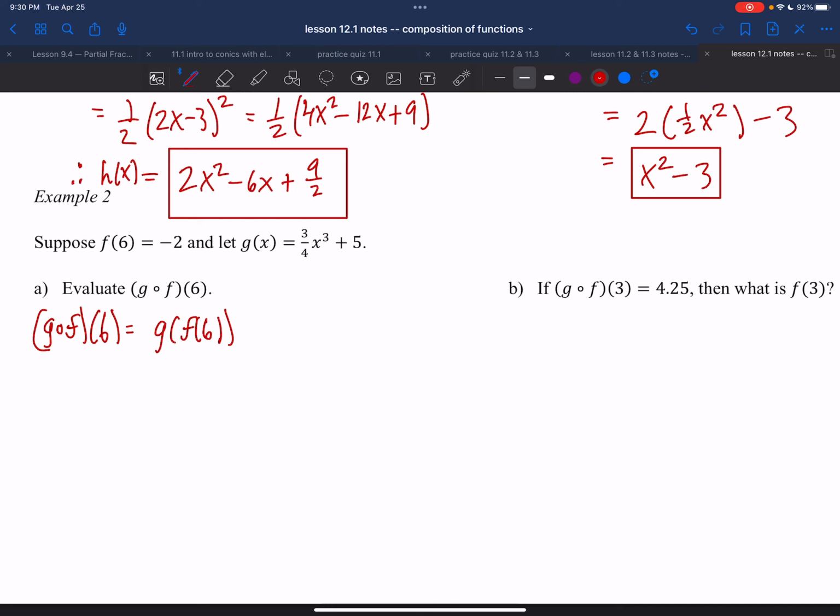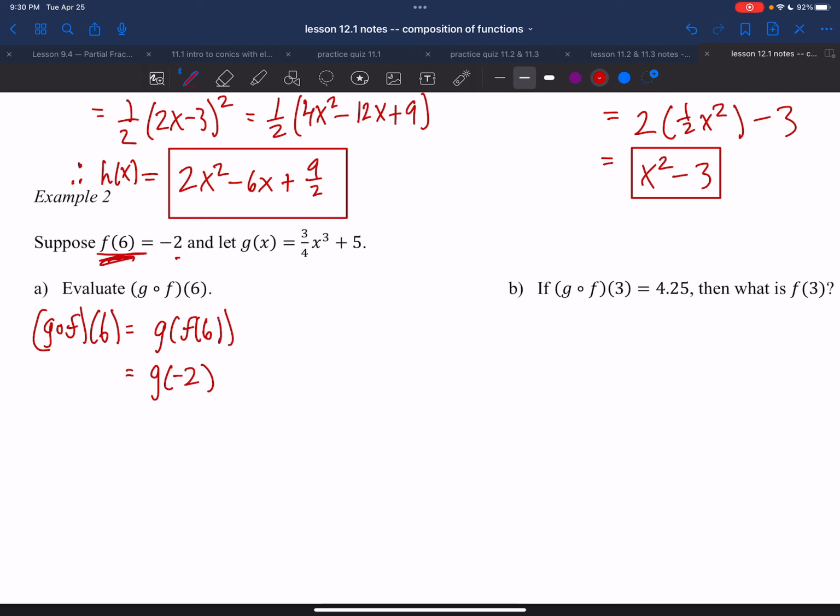So anyway, it's g of f of 6. Well, what is f of 6? f of 6 is -2. So this is g of -2, because that is what f of 6 is.